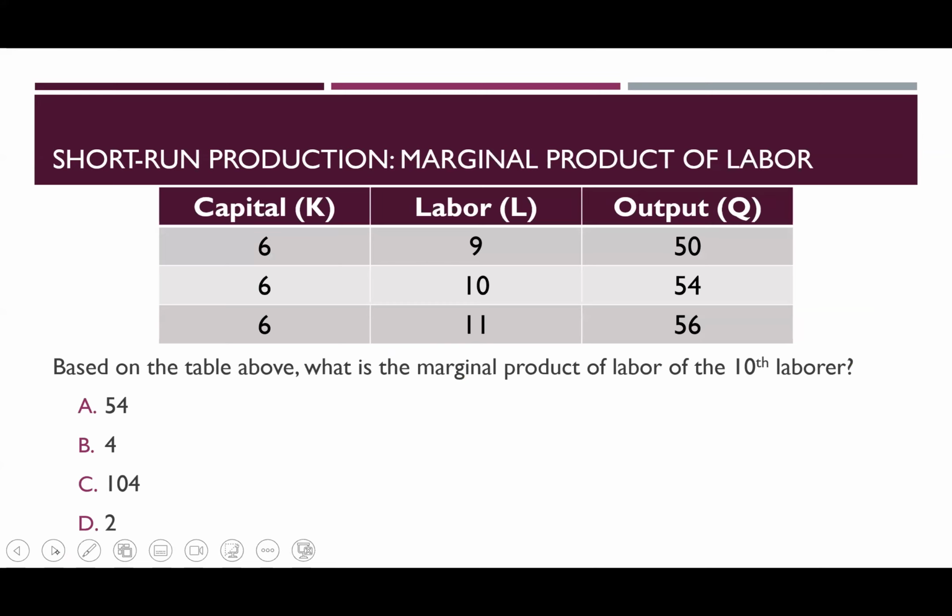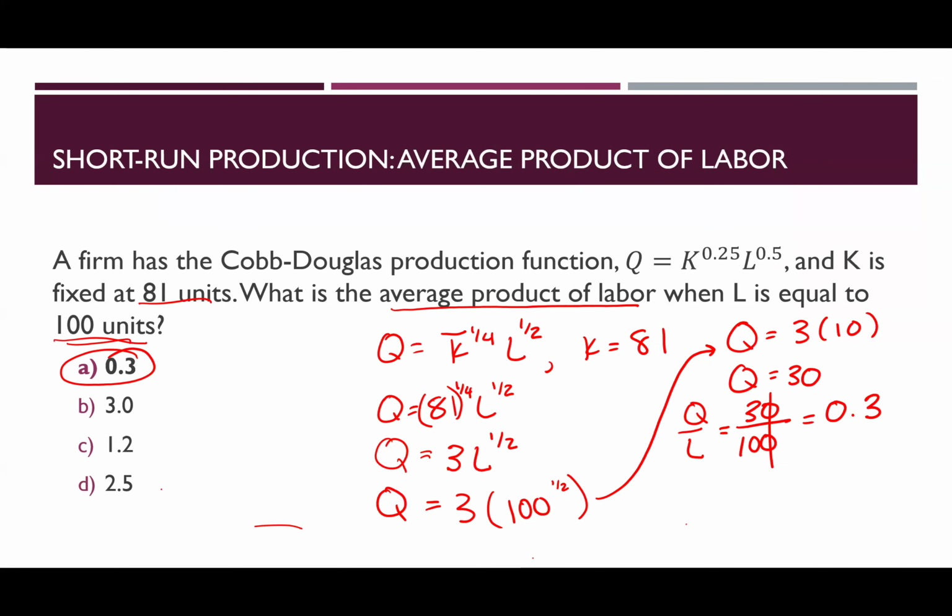Next, let's do another practice problem. So in the short run, we have the following table. It's showing us capital fixed at 6 units and labor increasing by 1. And we're showing the impact on output of that unit by unit increase in labor.